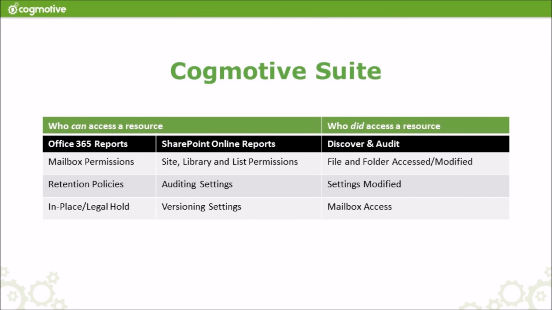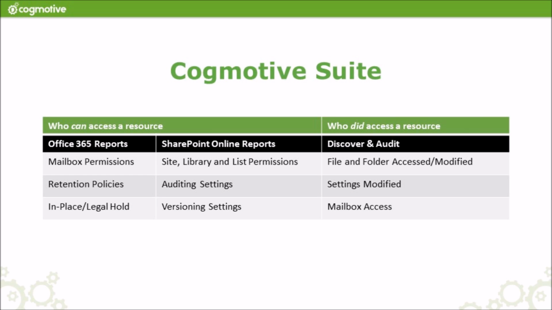Discover and Audit nicely rounds out the Cogmotive suite of products. Our existing tools show you exactly what permissions, compliance and audit settings are applied across your Office 365 workloads. They basically show you who can access a resource or who has a policy applied. The new module will instead show you who did access a resource or who did change a compliance or administrative settings. It's easiest to explain with a couple of examples.